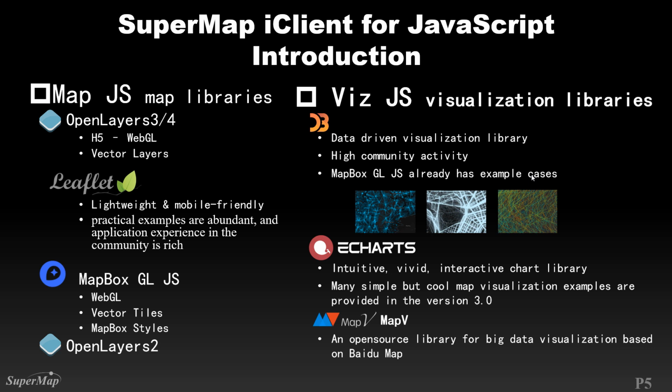For visualization, these 3 libraries are preferable for thematic map presentation. D3JS is a JavaScript library for manipulating documents based on data. D3 helps you bring data to life using HTML, SVG, and CSS. D3's emphasis on web standards gives you the full capability of modern browsers without tying yourself to a proprietary framework, combining powerful visualization components and a data-driven approach to DOM manipulation.